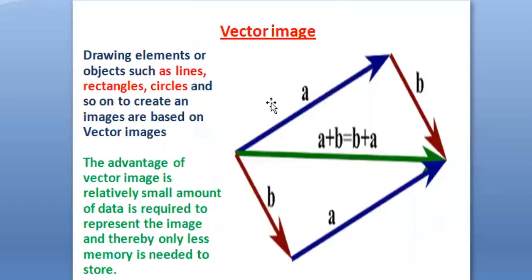The second type is the vector image. Drawing elements such as lines, rectangles, and circles are called vector images. What is the advantage of a vector image? A relatively small amount of data is required to represent an image. Therefore, it occupies less memory.